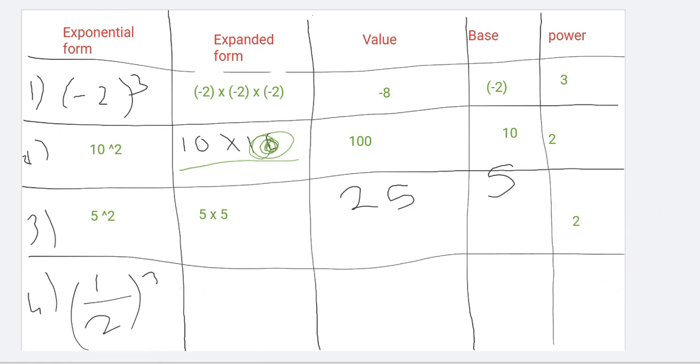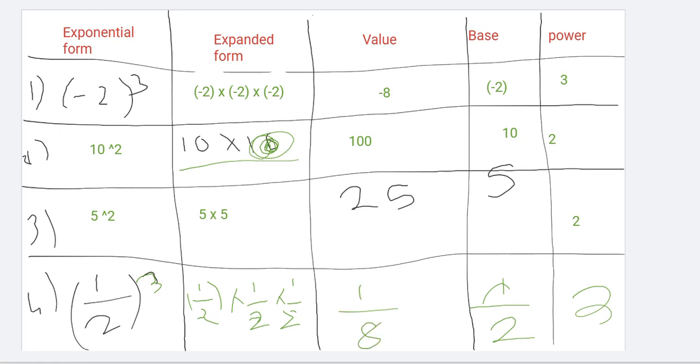Alright, then the last one. I'll have to use a pen for this. So 1 by 2 into 1 by 2 into 1 by 2. Okay, this is the thing, right? And this is to the power 3. So the base is 1 by 2, the power is 3, and the value is 1 by 8. Simple.